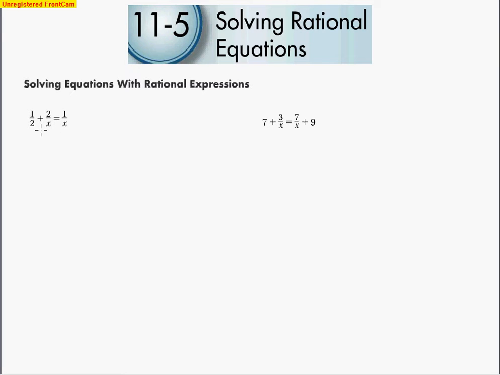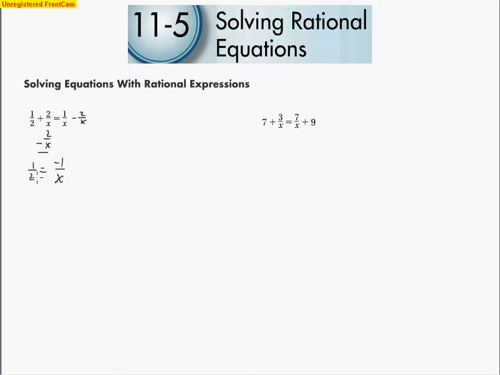The best thing to do is come up with a common denominator. What I would do on this problem is subtract the 2 over x from both sides. The reason is that I've got x in the denominator of this other fraction. So what I've got left is 1/2 equals, and since x is in the denominator, I can collect these two terms here, and this makes negative 1 over x.